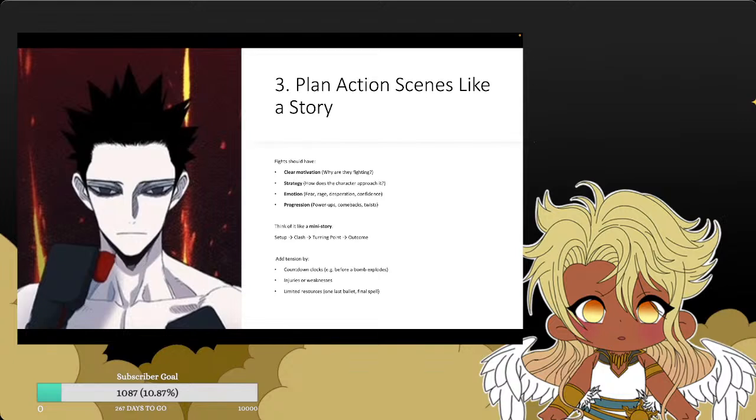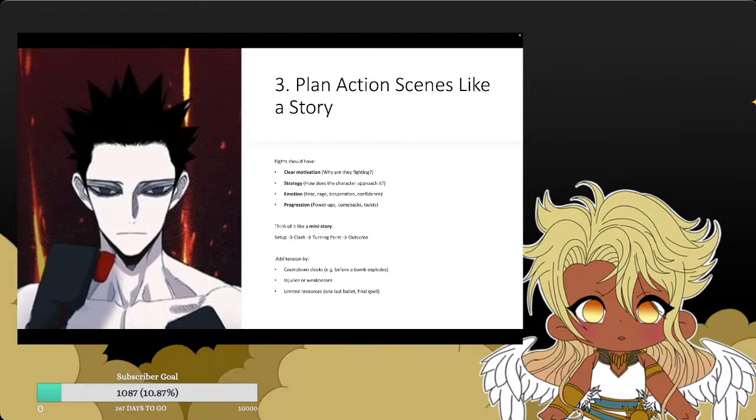Or maybe it could be some sort of superpower or supernatural element that weakens them, like blood crystals, or something random like that, or kryptonite. All of that plays an effect in the fight, and that can be really dramatic for readers because it's like, what the heck is going on?